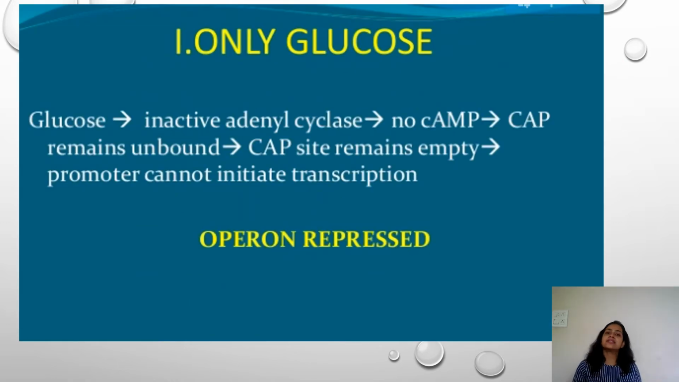Okay, now we'll consider three conditions. A condition where only glucose is there in the media. Okay, we can say this is a media which contain of only glucose, and these are the bacterial cells. So under this condition, what will happen? Under this condition, we can see the media has high concentration of glucose. Okay, see, there is always an inverse relationship between the concentration of glucose and cyclic AMP.